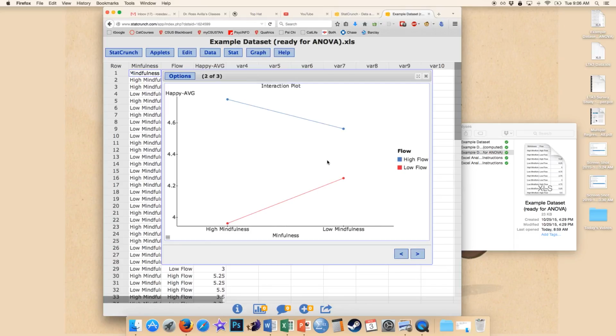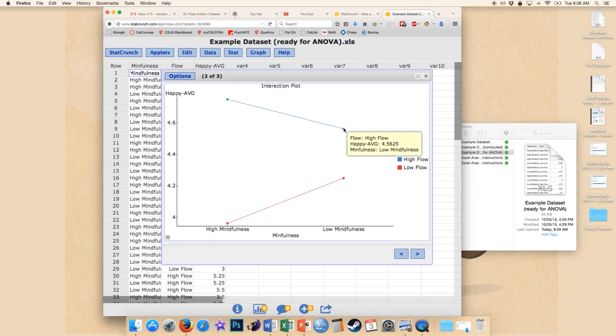What this would mean is that those who are high in mindfulness, if they also have high flow, tend to be a lot happier than if they have low flow. So here it's sort of a combination. If this was significant, we'd say something like, those participants who had high mindfulness and high flow benefited the most. But if they had high mindfulness, then they actually suffered in terms of happiness if they had low flow.